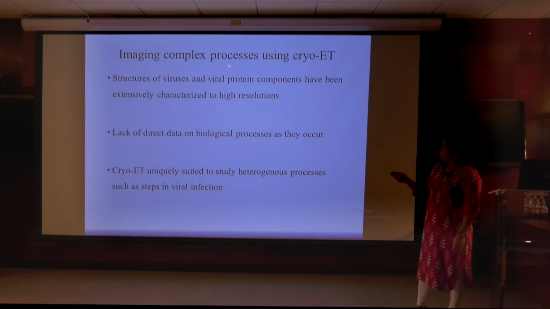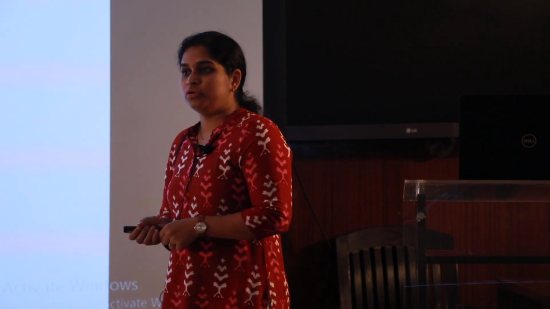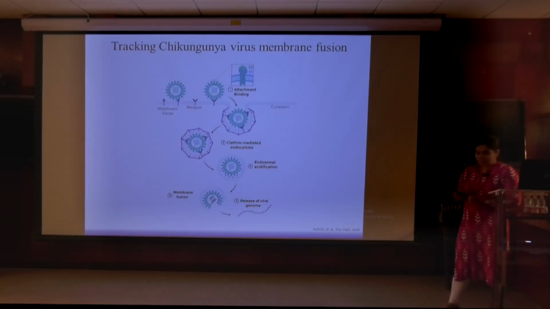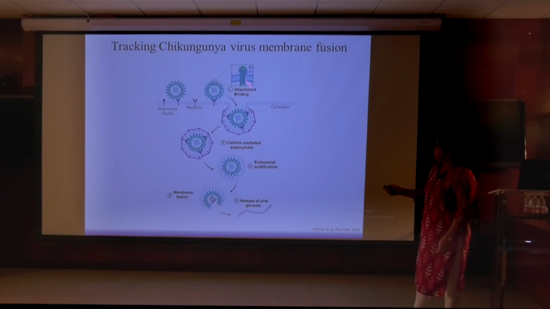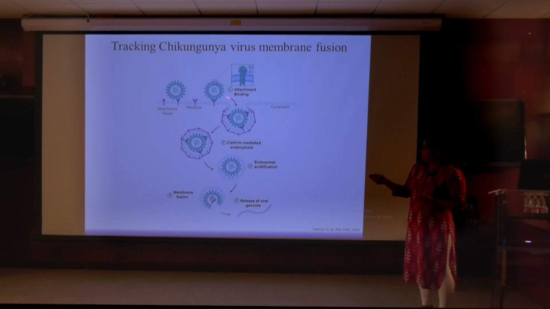But one advantage of using cryo-electron tomography is that you can also look at biological processes. So the next example I'm going to show you is where you can use cryo-electron tomography to look at different steps in the life cycle of viruses. My primary example here is going to be chikungunya virus and one of the steps in how it enters. So very simply, chikungunya virus has a receptor on the membrane, which it interacts with, and then it gets engulfed into the cell.